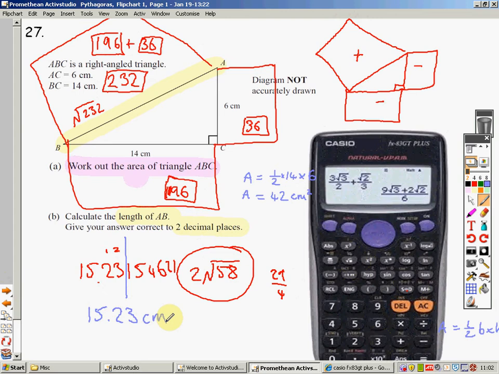15.23 centimeters. That's the job done. I've got my method done there. The only thing that's wrong with my method, looking at that overall, is I didn't put an equal sign in here, and I should have had an equal sign to say that 196 plus 36 equals 232. It's that stage there that gets you the method mark in this question.